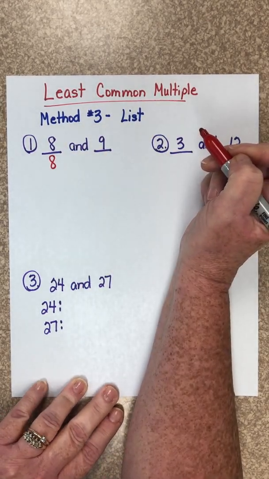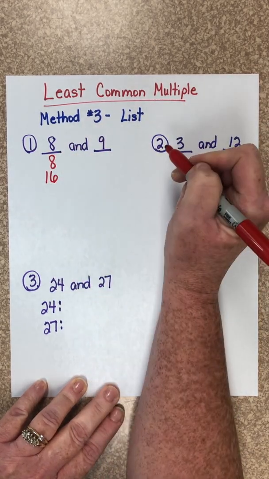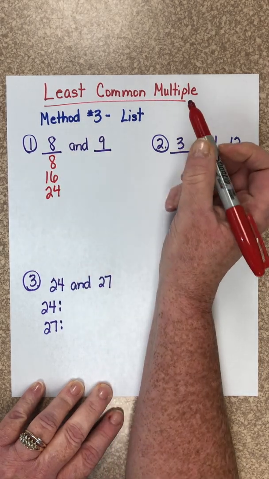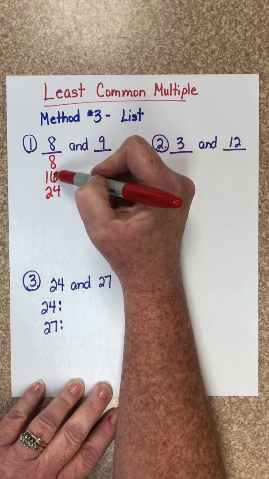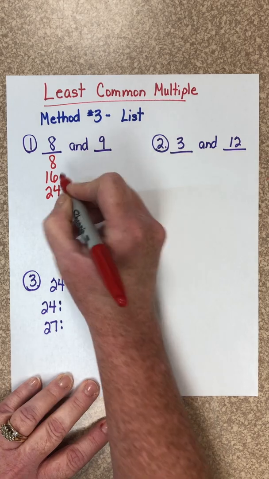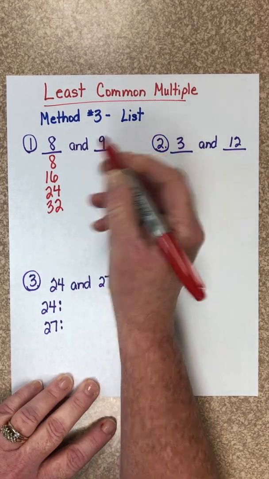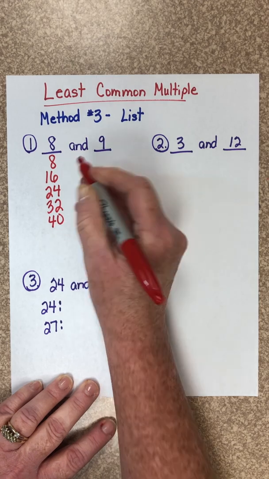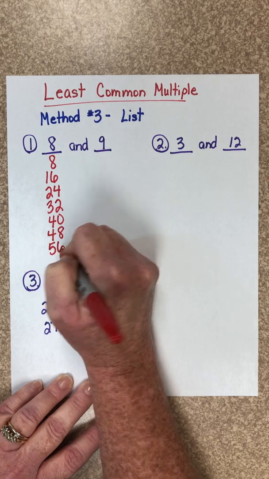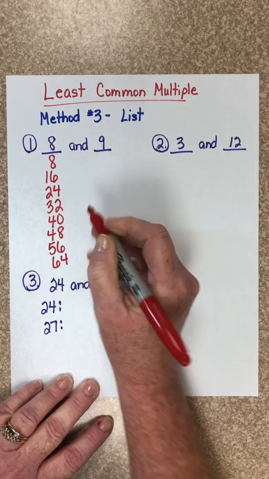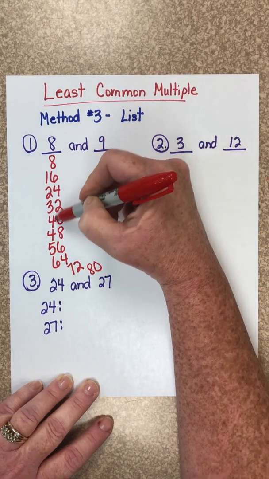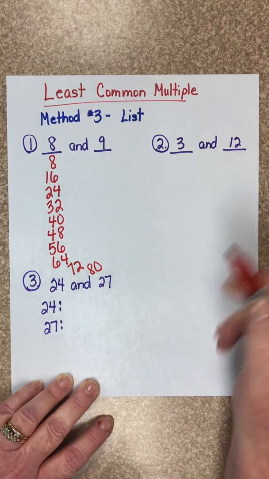The second multiple of 8 is 16. The third multiple of 8 is 24. So see what I'm doing? 1 times 8 is 8, 2 times 8 is 16, 3 times 8 is 24, 4 times 8 is 32. Next is 40, 48, 56, 64, 72, and 80. So right now I've just listed the first 10 multiples of 8.